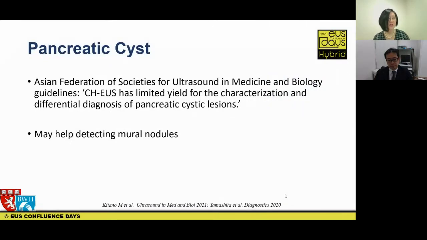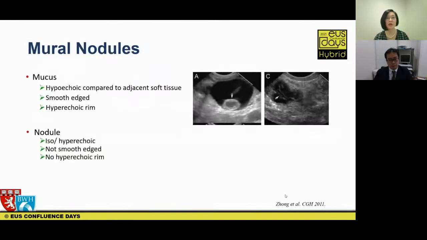So pancreatic cysts, the same guideline said that there's limited yield at this current time for differentiating different types of pancreatic cysts. However, it is likely very helpful for diagnosing nodules. And this is from Mark Topazian's paper defining mucus versus nodule.